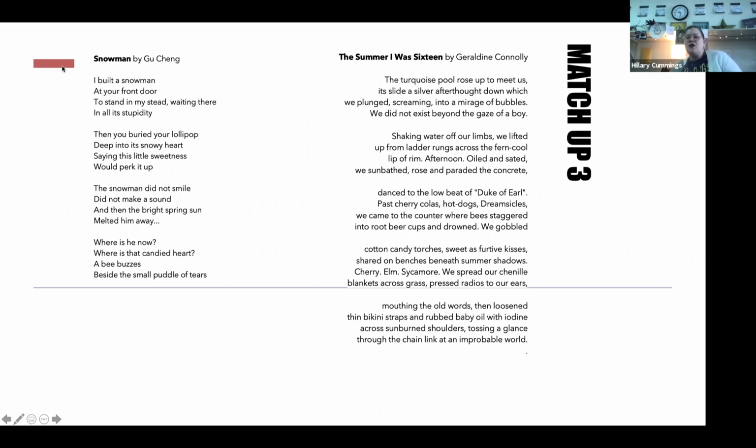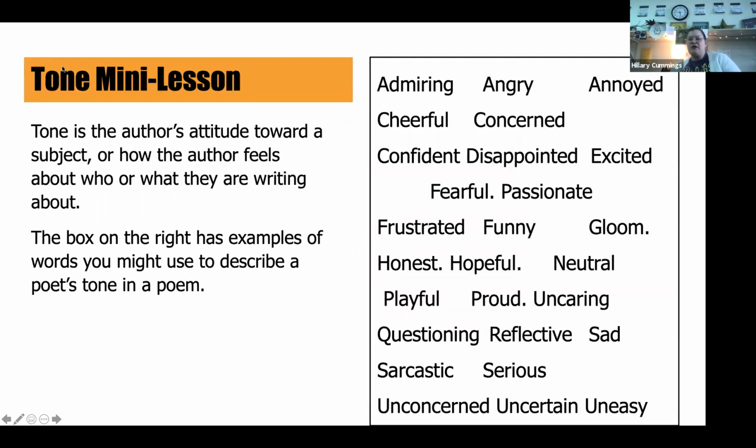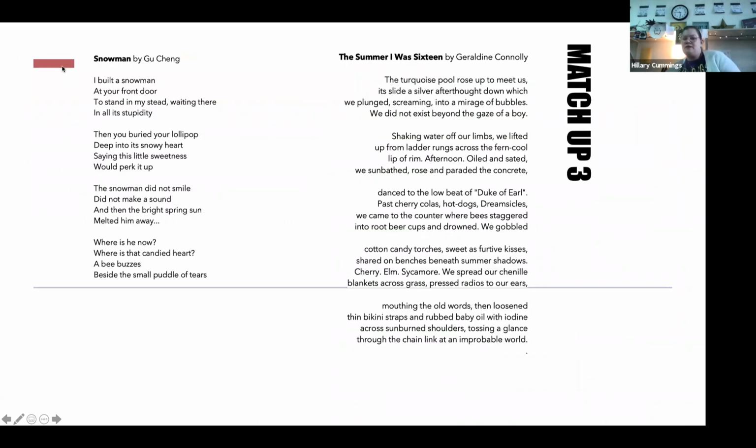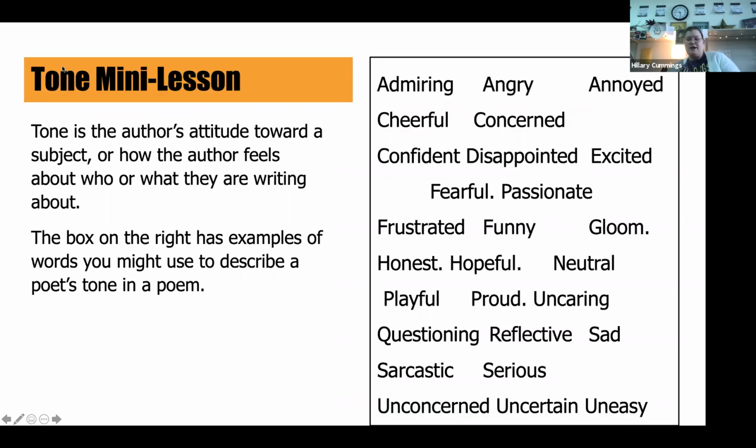All right, so what is the tone that the author is communicating in "The Summer I Was 16"? I want you to think about these two. I want you to pick your favorite and then think, what tone word would you use to describe what's going on and the author's attitude about the subject? So how does the author feel about building that snowman and then having it melt? How does the author feel about that summer that they were 16 years old? So go ahead and press pause on this video and vote.